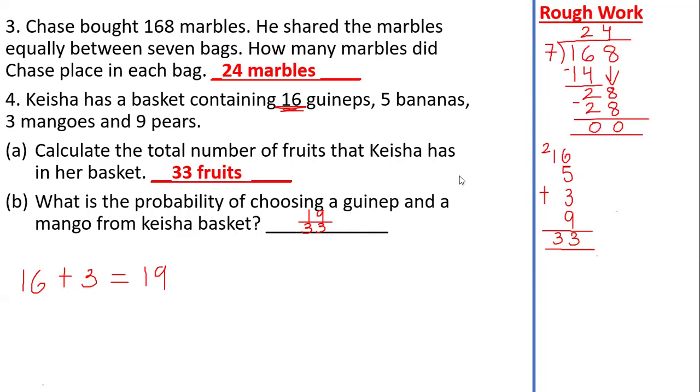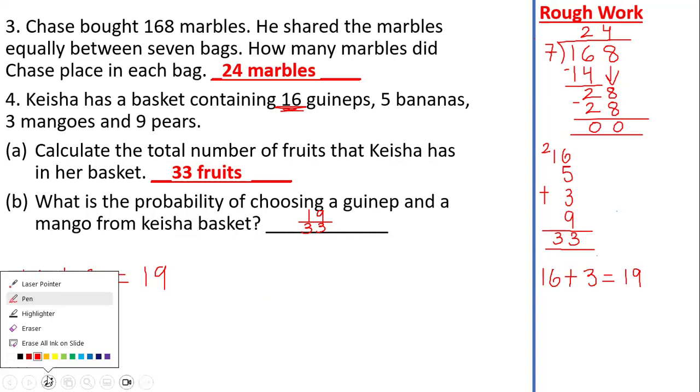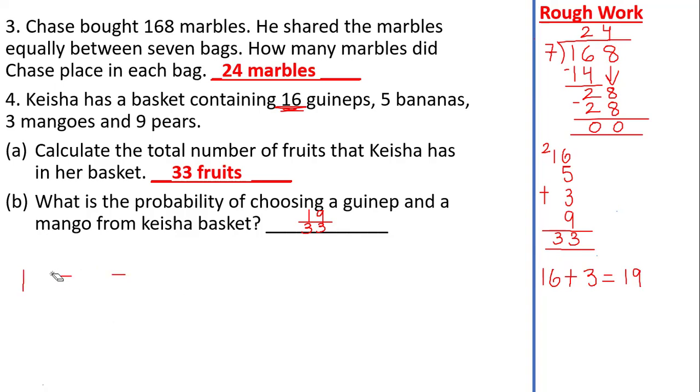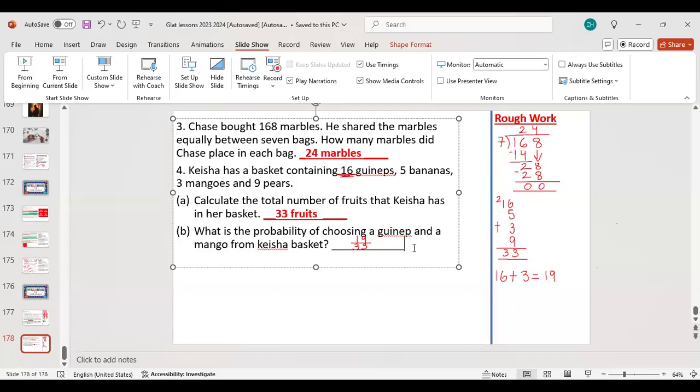Any questions on that? Madeline, do you understand how we got the answer for B? Yes, sir. What did we do? We added 16 plus 3. And that gave us what? 19. Very good. And why did we put it over 33? Because 33 is the amount we got after adding all the fruits together.